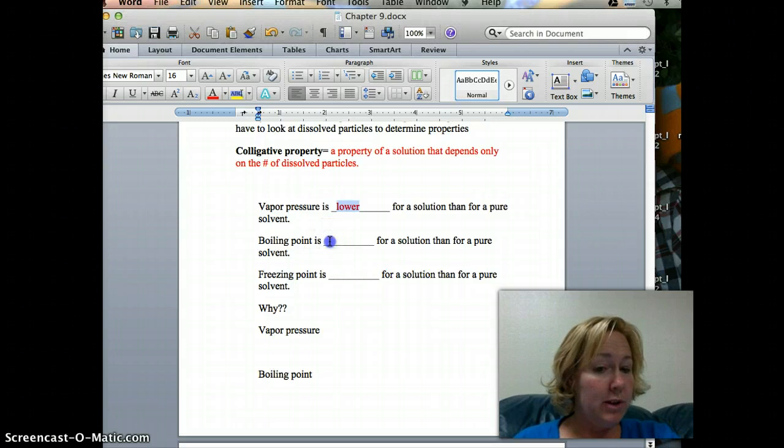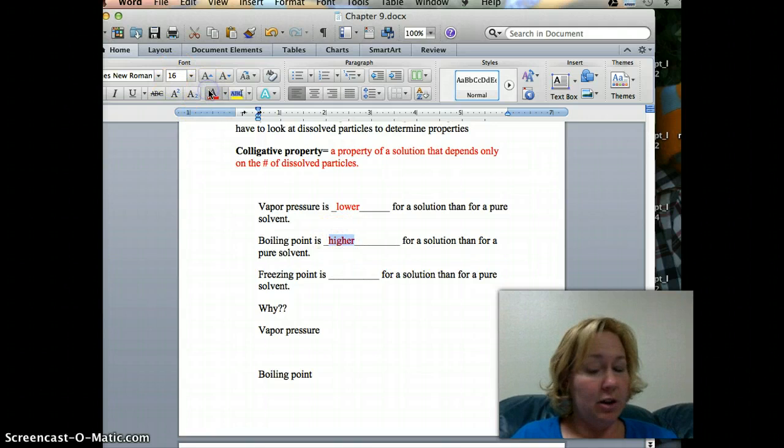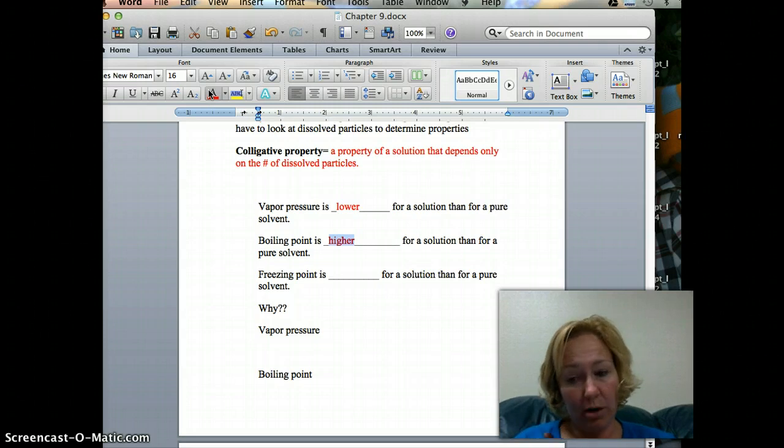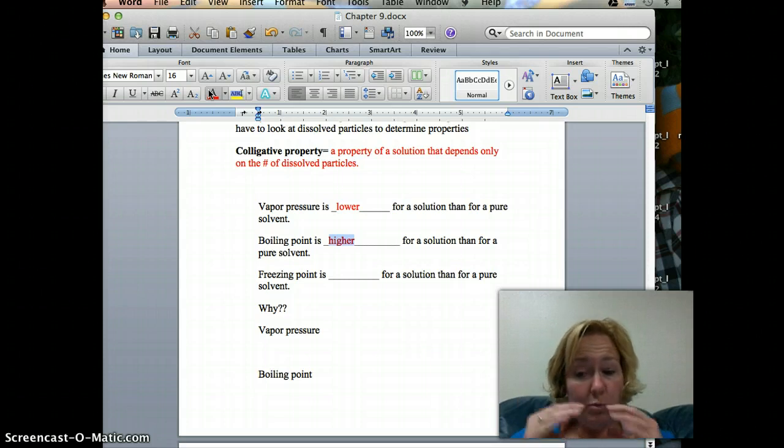Okay, boiling point is higher. What do I mean when I say boiling point is higher? I mean it takes more energy for it to boil. You have to boil it longer, at a higher temperature. It takes longer to boil when you have a bunch of stuff in there. Try it out. Put some salt in there, put some sugar in there, put some oil in there, and it will take longer to boil because there's more things going on.